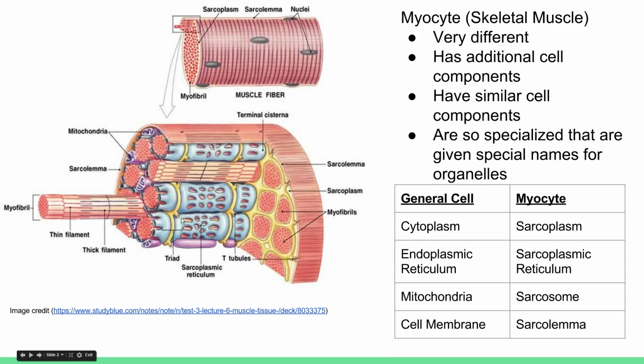These cells are so specialized that the scientific community has decided to give them specialized names. Here are four examples. Cytoplasm is called sarcoplasm. Endoplasmic reticulum is called sarcoplasmic reticulum. Mitochondria is called the sarcosome. And the cell membrane is called sarcolemma.